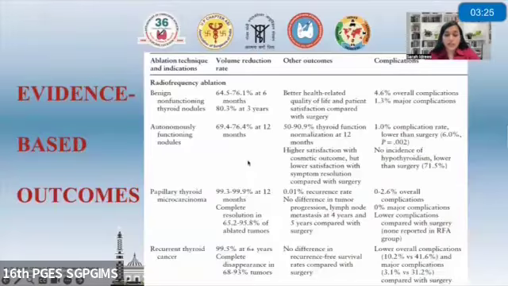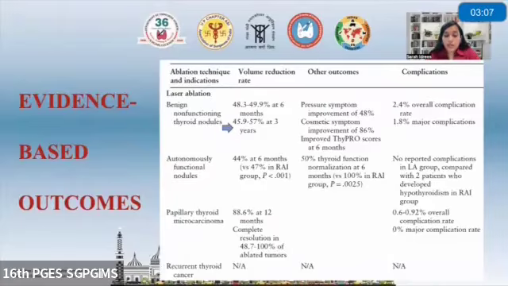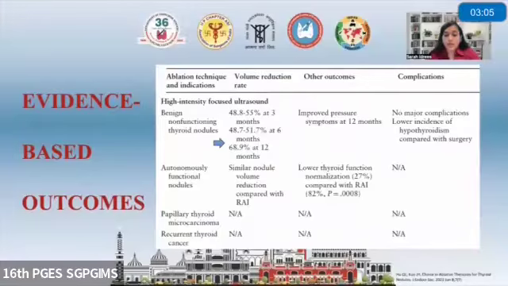This table here shows the volume reduction rate of radiofrequency ablation, which is in the tune of 76 to 99% for various kinds of nodules. Similarly, microwave ablation also is associated with an 85% plus volume reduction rate. Laser ablation and high-intensity focused ultrasound have slightly decreased rates of volume reduction, but that is really not because of the procedure, but rather because these procedures are performed in fewer patients and therefore we have less data.